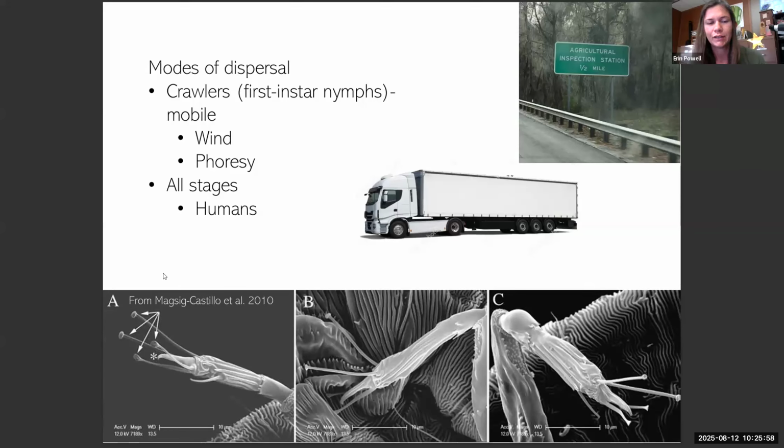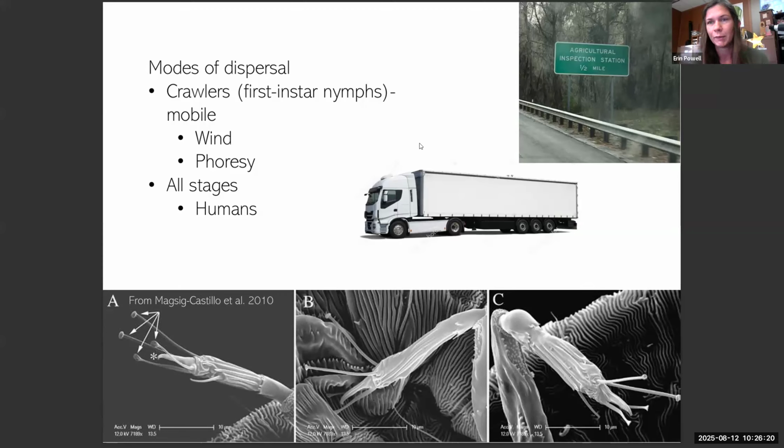You can see that the tarsal digitules, or the kind of hairs at the tip of their feet, have suction cups on the end of them. Those suction cups allow them to grip on to other insects and ride around on them more easily. And unfortunately, all stages of scale insects, from the immatures to the adults, are moved around by humans.